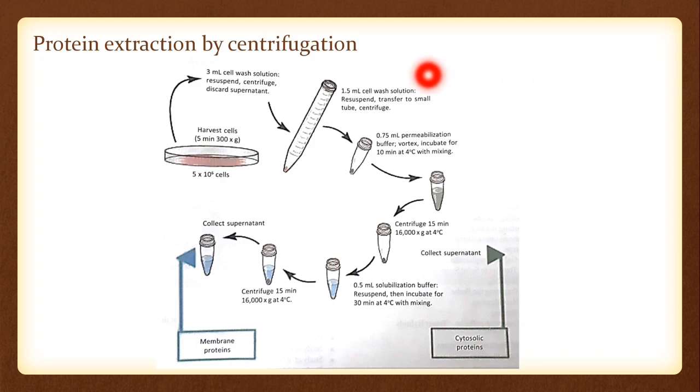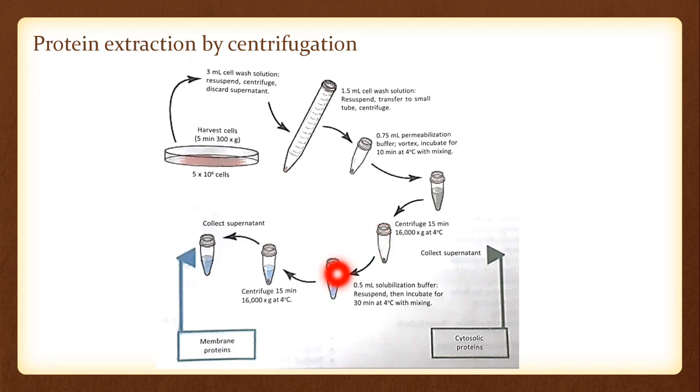Then use again 1.5 ml of cell wash solution, resuspend, and transfer to a small tube for centrifuge. Then we will vortex with 0.75 ml of permeabilization buffer and incubate 10 minutes at 4 degrees centigrade with mixing. Again we will centrifuge 15 minutes at 16,000 G at 4 degrees centigrade. If we collect the supernatant, we will get the cytosolic proteins, or the pellet containing membrane proteins.